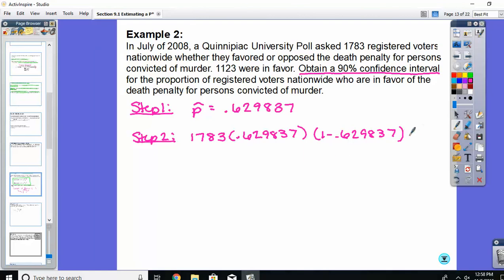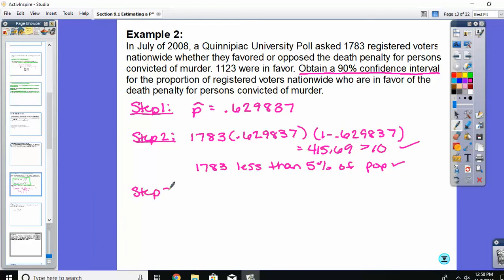Gives me 415.69, which is definitely greater than 10. So that requirement's met. Second requirement, the 1783 has to be less than 5% of the population. Is it? Yeah. We're talking about all registered voters. This would most definitely be less than 5%. So those are the two criteria that we should be checking. Same as before. Okay, step 3.